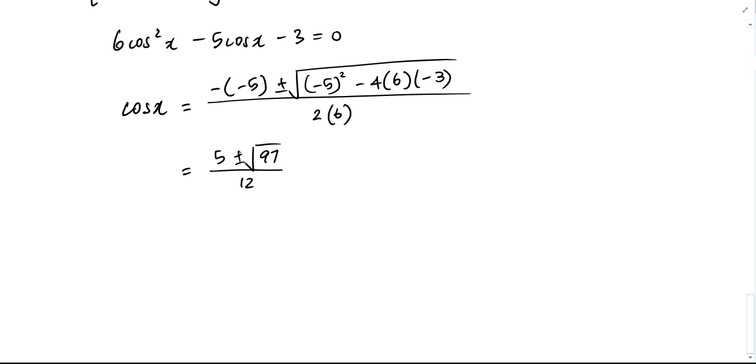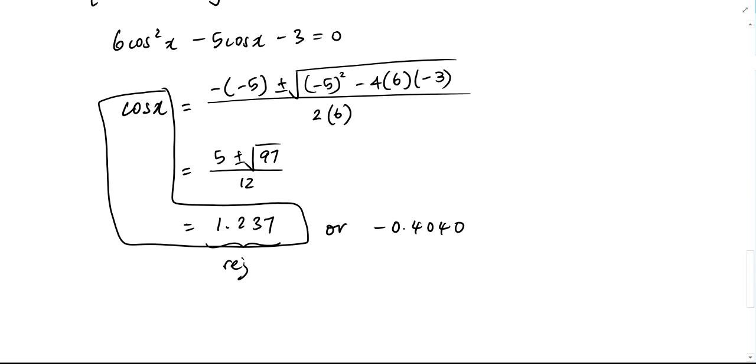So now I have 2 different values for cosine x. So when we evaluate this, we get 1.237 or negative 0.4040. And we need to consider, are both of them to be accepted? After I say this, some of you probably will think that we should reject the negative, but do you have a reason to do so? In fact, this is the one we should be rejecting, because cosine of x cannot be more than 1.